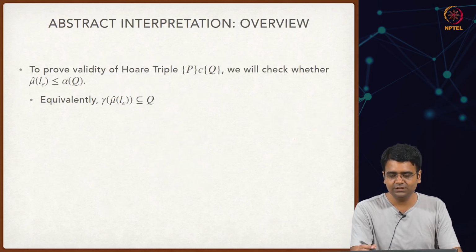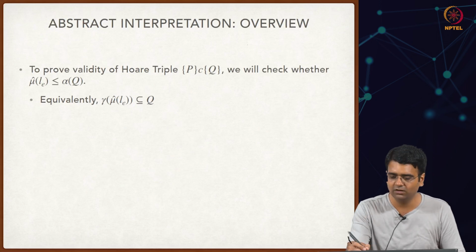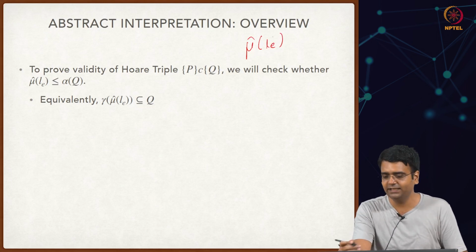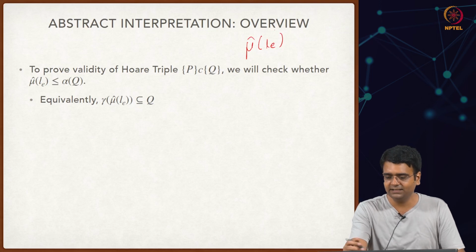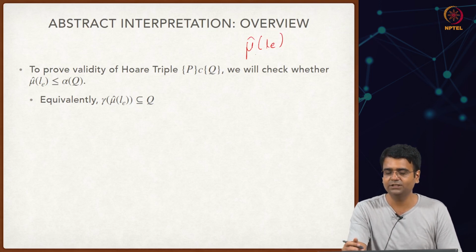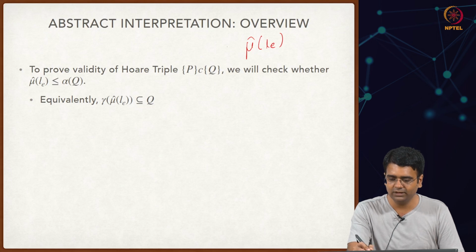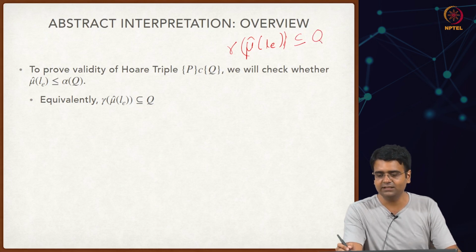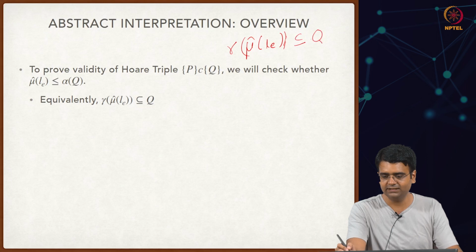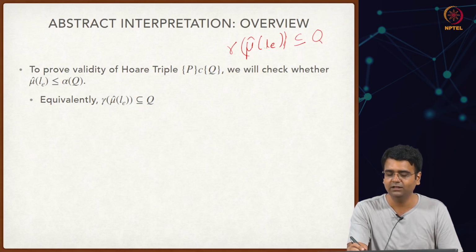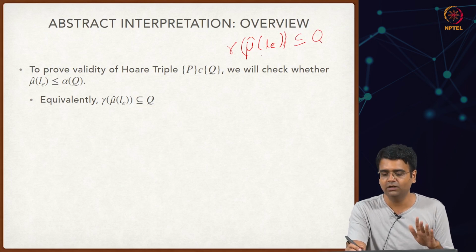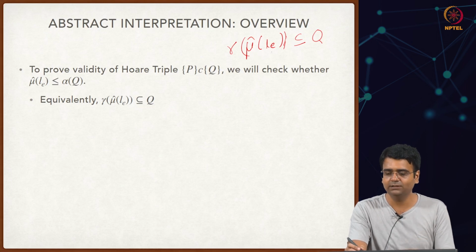okay. So once you perform this abstract forward propagate algorithm, you will compute some mu hat of LE, and now all you need to ask is whether this mu hat of LE is contained inside the set of program states Q. In the sense that if you were to concretize this mu hat of LE, is its concretization contained inside the set Q? If it is, the way we have defined this mu hat of LE, we know that it over approximates the set of actual reachable states at the program location LE.